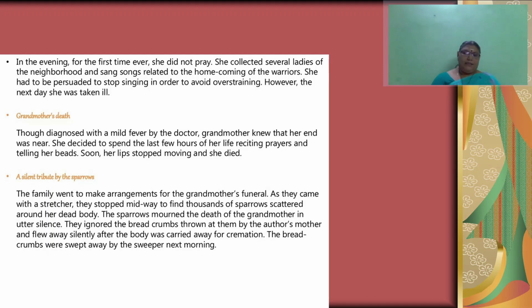Let us see the chapter highlights. When the author Khushwant Singh was a little child, his parents left him in the village with his grandmother and went to live in the city. The author's grandmother was an old lady. She was very religious. The author shared a very close bond with his grandmother. They became good friends. The grandmother woke him up, dressed him, and accompanied him to school.